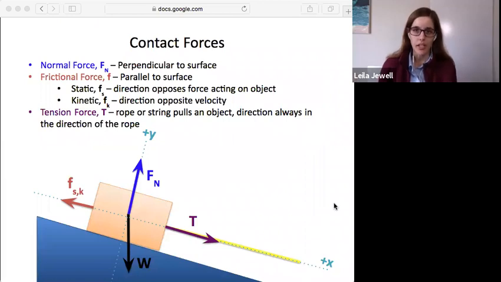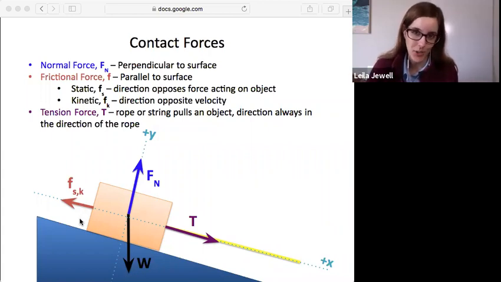First, I wanted to briefly summarize all of our contact forces here. The contact forces that we've seen are the normal force, which was our first one. It's always perpendicular to the surface. Then we had the frictional force that's parallel to the surface. These both come from contact between the object and the surface. Within the frictional force, we saw static, which has a direction that opposes the force acting on an object. It opposes the direction of attempted motion, but static friction occurs when there is no motion. Then we have kinetic friction, which is just applied in a direction opposite the velocity. So if the block is going down, the force of kinetic friction is up.